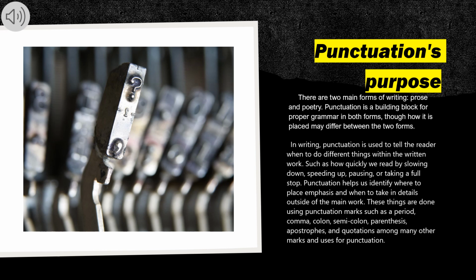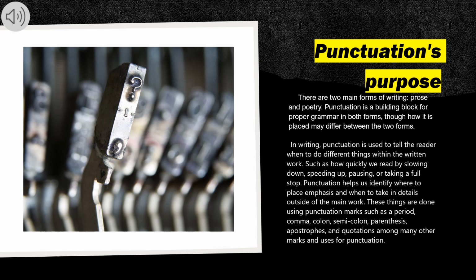In writing, punctuation is used to tell the reader when to do different things in the written works. Things such as how quickly we read by slowing down, speeding up, pausing, or taking a full stop. Punctuation helps us identify where to place emphasis and when to take in details outside of the main work. These things are done using punctuation marks such as a period, comma, colon, semicolon, parentheses, apostrophes, and quotations, among many other marks and uses for punctuation.